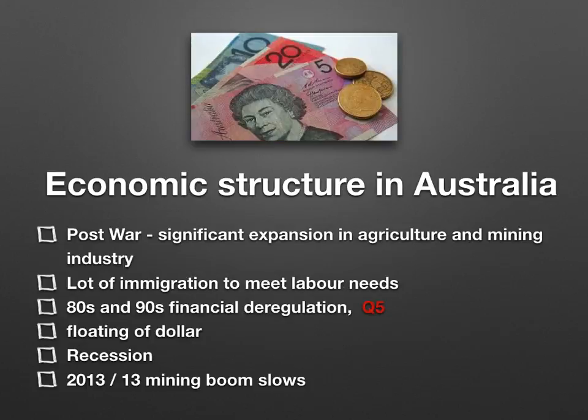When we look at the history of the economic structure in Australia, post-war there was very significant expansion in agriculture and mining, and there was a lot of immigration to meet those labour needs in mining and agriculture. In 1980, we saw financial deregulation, and this continued into the 90s, and it basically meant that we joined the rest of the world as a financial player, and this has benefits to us. It also means that we can be affected quite seriously by something which happens in another country and which we haven't contributed to in any way at all, such as a global financial crisis.